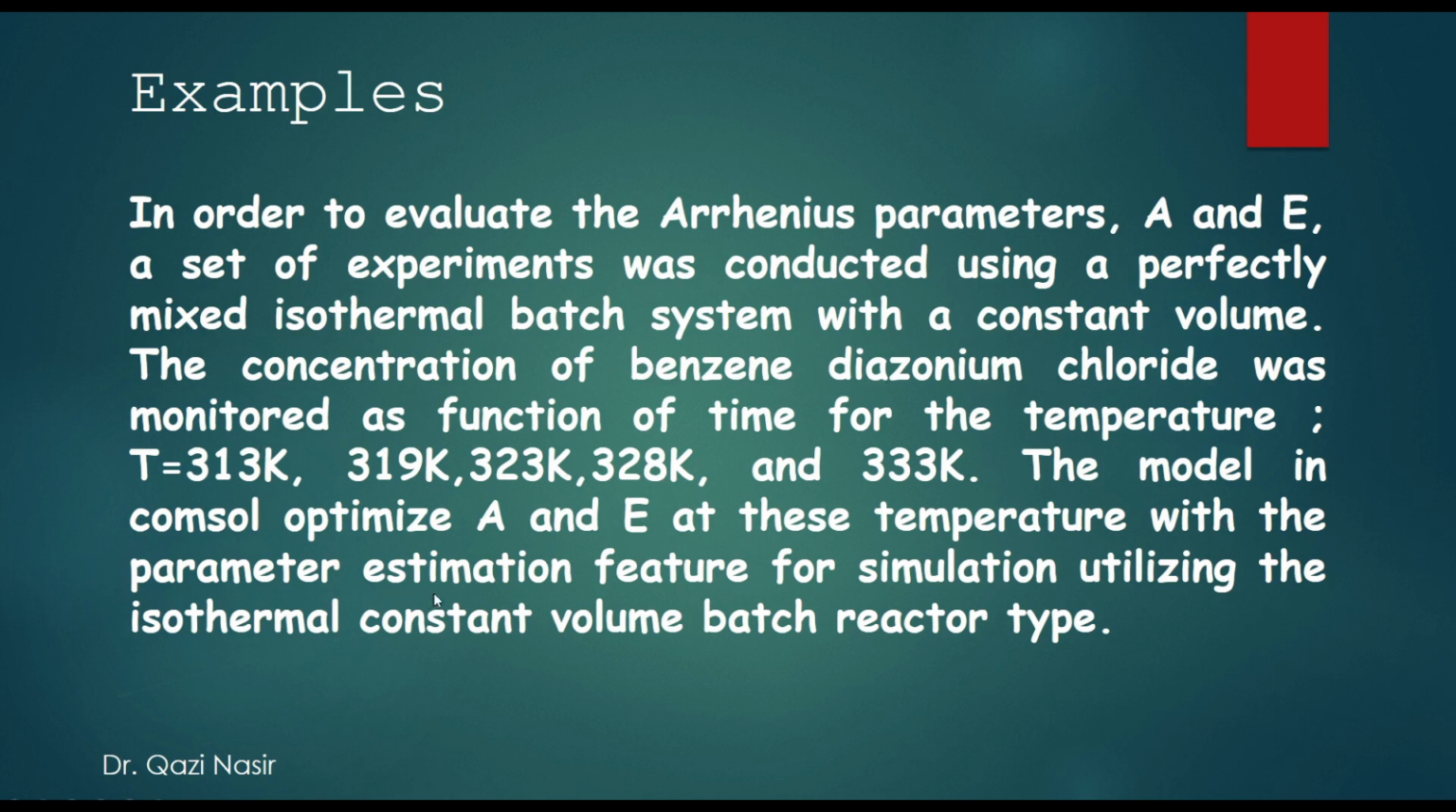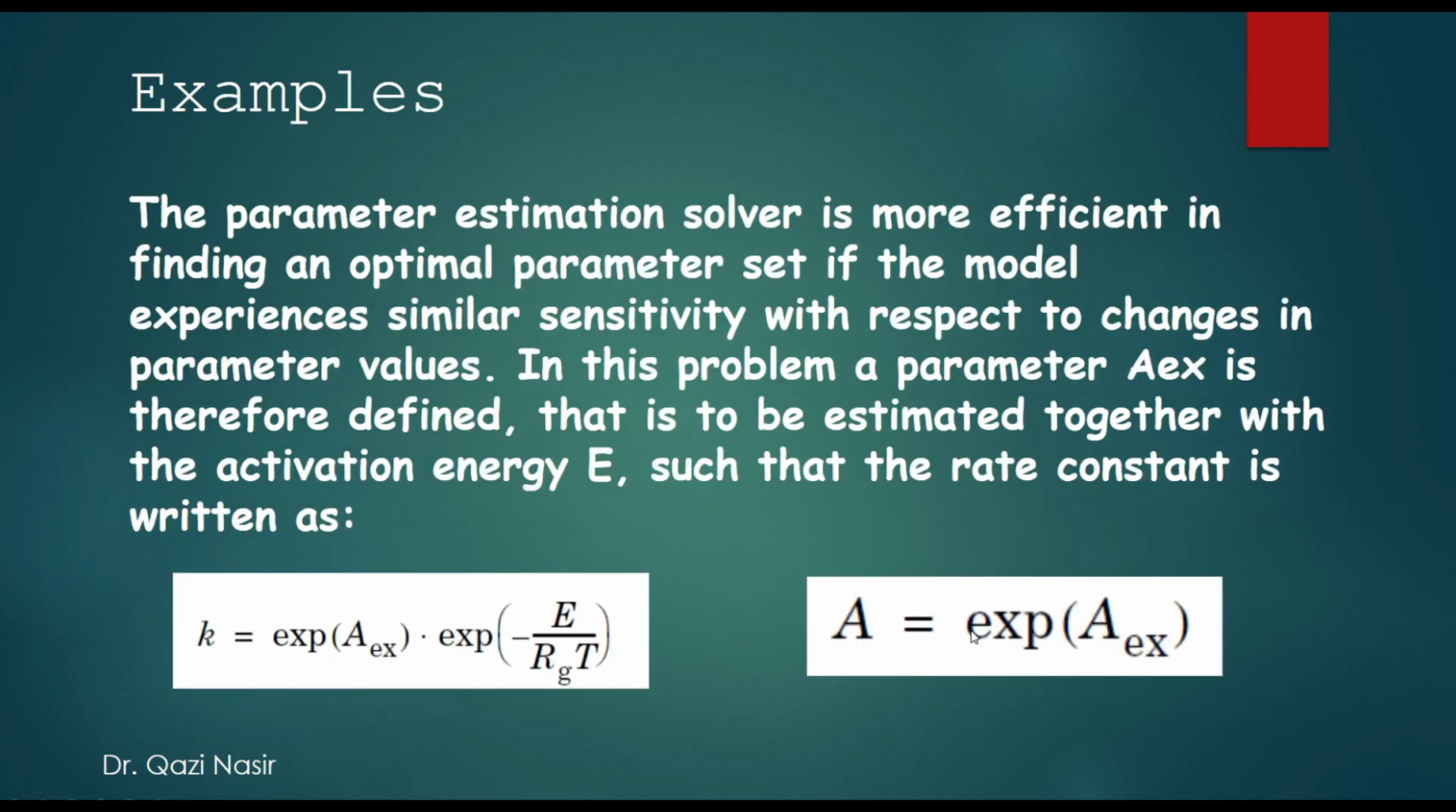The model in COMSOL optimizes A and E at these temperatures. So we use the model in COMSOL, which is basically used to optimize A and E at these temperatures with the parameter estimation feature for simulation utilizing the isothermal constant volume batch reactor. The parameter estimation solver is more efficient in COMSOL in finding the optimal parameter set if the model experiences similar sensitivity with respect to changes in parameter value.